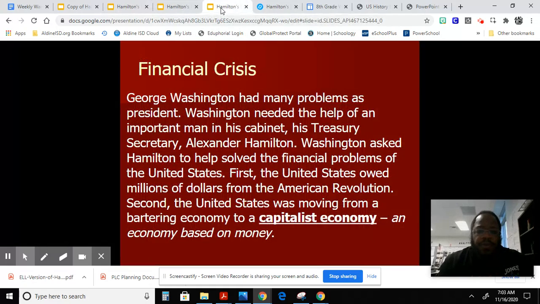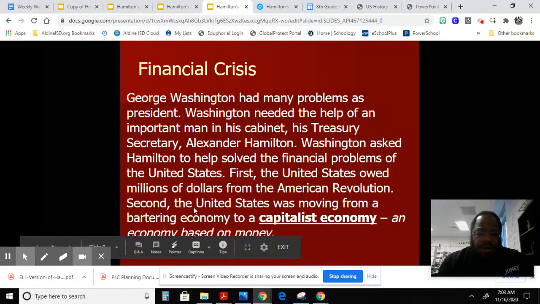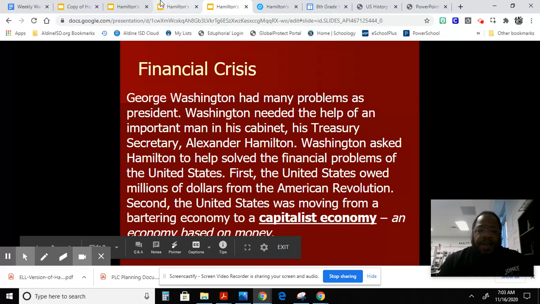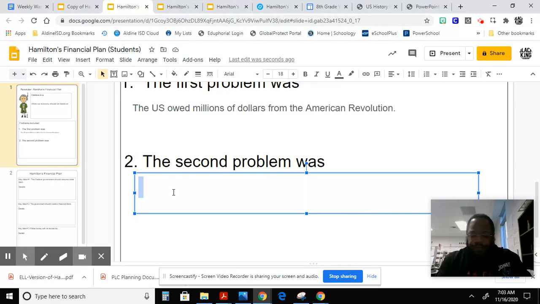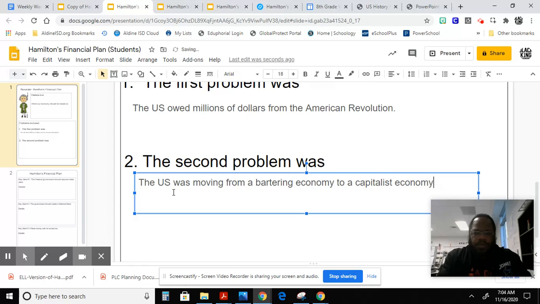Okay, so what was problem number two? Well, problem number two, the United States is moving from a bartering economy to a capitalist economy. A bartering economy is where people used to trade goods and services for things that they needed. So if you didn't have money, I may trade you a cow for something that you had that I needed, or I may build you some furniture for something that I need.